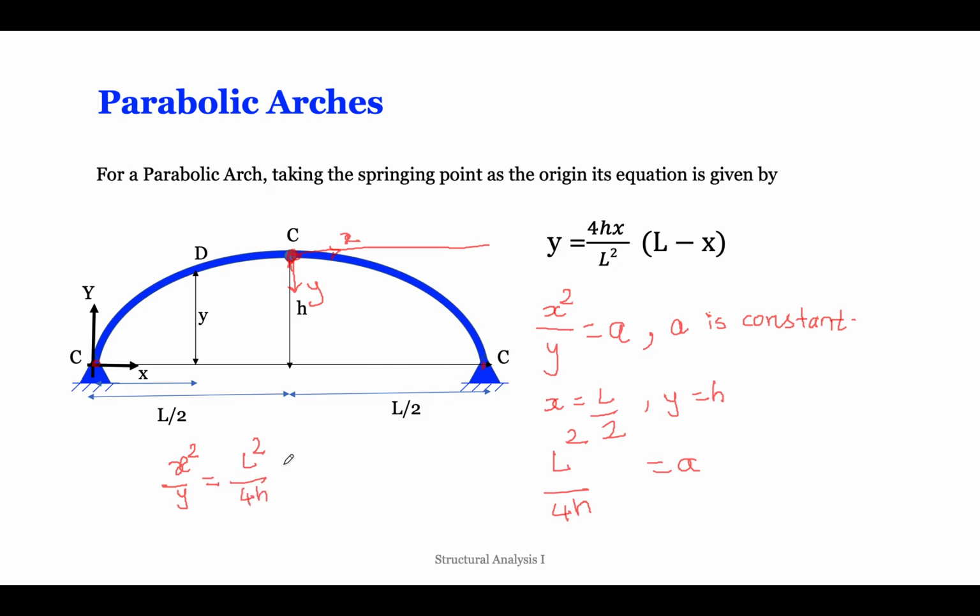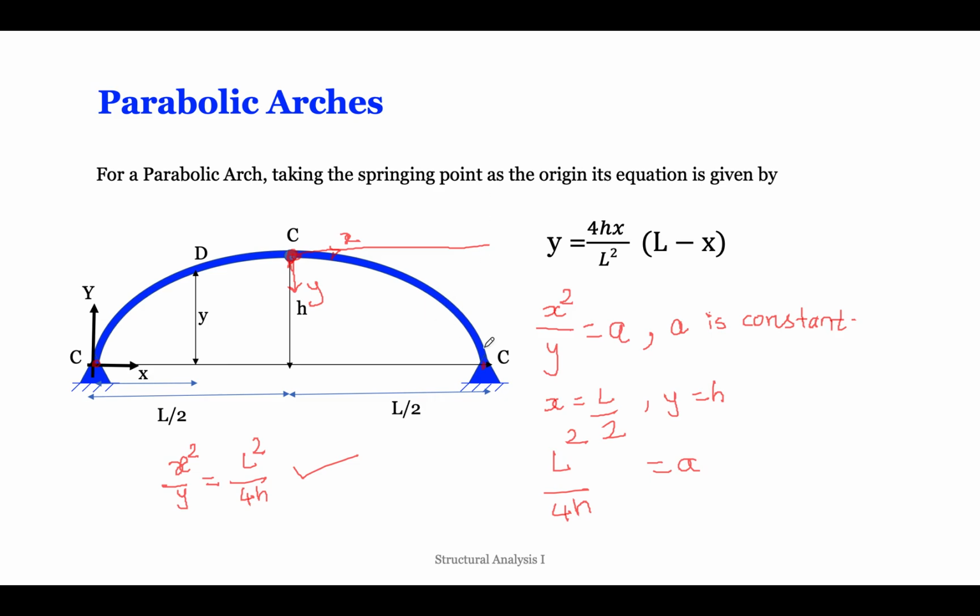So in this case, the springing points, which are nothing but the supports, are at the same level, and our equation becomes like this. When they are at different levels, our equation changes, and that we will cover in our next topic.